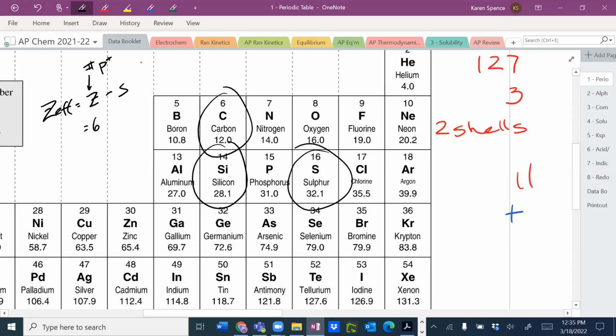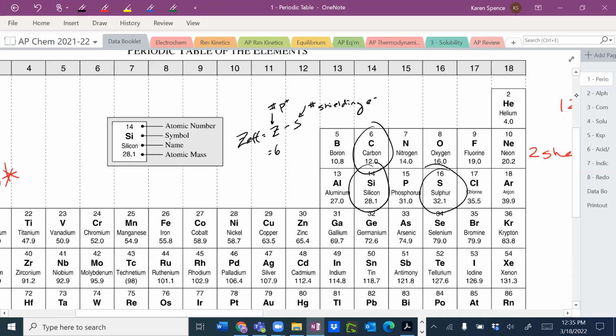And S is the number of shielding electrons. And so the number of shielding electrons are the ones that are in the previous shell. So if we look, carbon is in row number 2. So its shielding electrons are in shell number 1. And so the shielding electrons, there's only 2 electrons in shell number 1. So that's going to equal 4.